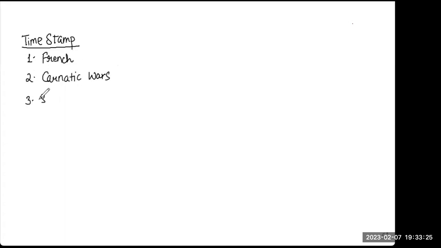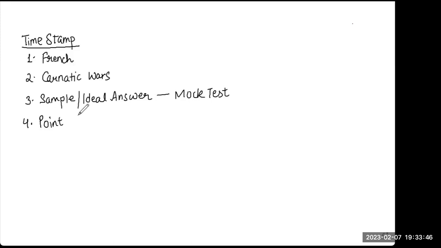Then we'll be looking at the sample answers or the ideal answers for the test that was conducted day before yesterday. This first mock test that we conducted, we are going to discuss that. And after that, I am going to point out the mistakes of the students who had submitted their papers. What mistakes did they commit and why did they lose marks?